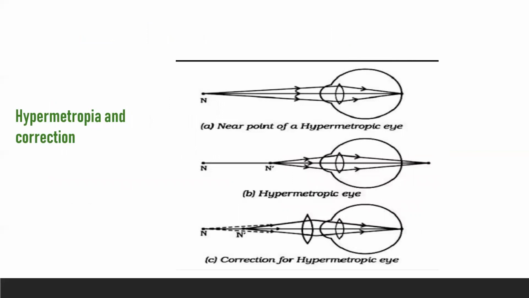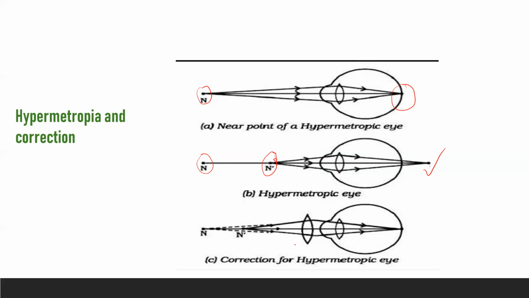Then again, hypermetropia and its correction. See the near point of the hypermetropic eye. This is the near point, it is shown here, and you are getting the image on the retina, right? Generally, when the eye has this problem, what is happening here? This is the normal human eye, and whenever you get the problem, you are not able to see things kept near to you. The rays strike the lens, go behind the retina, and you get the image there. Clear?